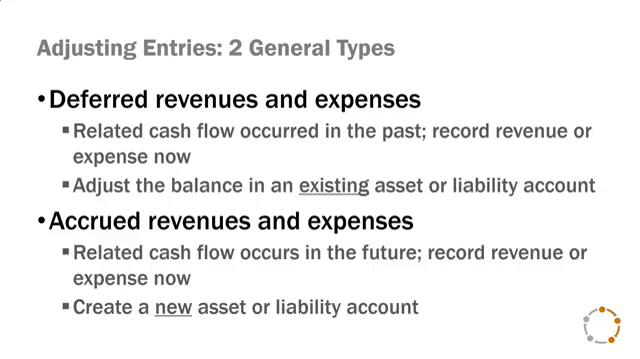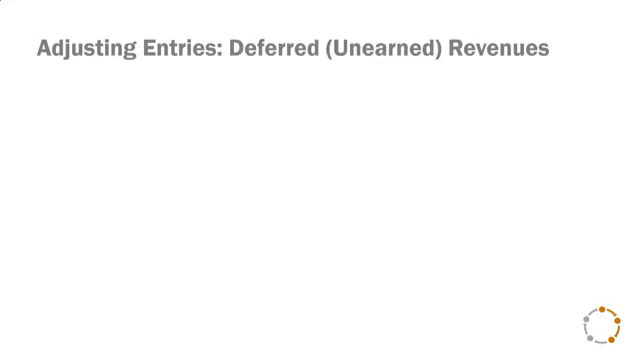The second general type is accrued revenues and expenses. With accrued revenues and expenses, the related cash flow impact will occur in the following period, but the revenue or expense needs to be recorded in the current period. And before closing the books this period, we need to create a new asset or liability account. Now, not to worry, we'll practice this. Let's start with deferred or unearned revenues.